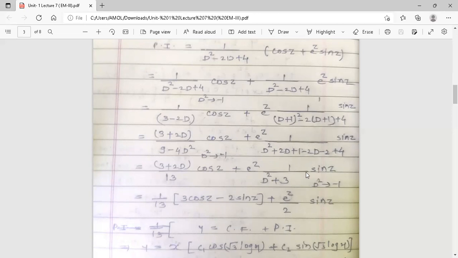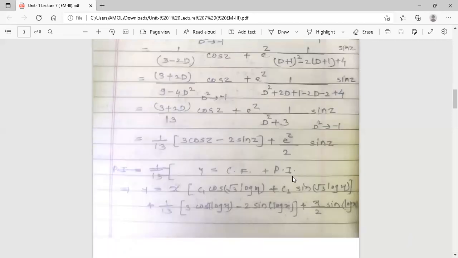Now solve for the sine function, sin z. You know how to solve for the sine function. Replace the terms of D squared by minus 1, because the coefficient of the sine function is 1. The angle is z, so the coefficient of z is 1, and the square of 1 is 1. So you replace D squared by minus 1 using the second case of the shortcut method. If we replace D squared by minus 1, then minus 1 plus 3 is 2. So it is e raised to z upon 2 into sin z. So this is the particular integral, and the general solution is y equals CF plus PI.